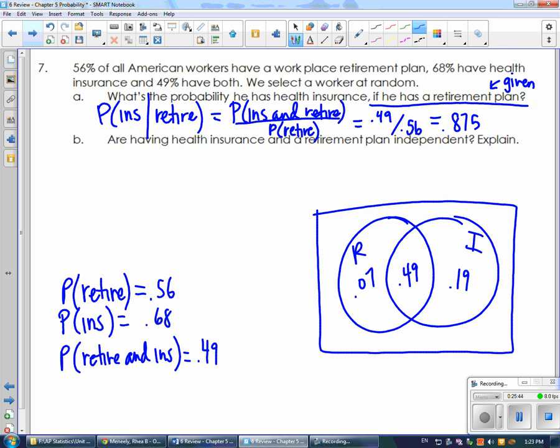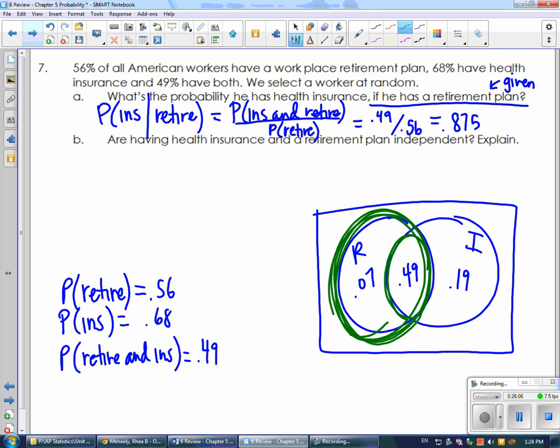And so again, if I want to find the probability that they have insurance, given that they have a retirement plan, that means I'm living in this circle right here, and I'm looking for the probability that they have insurance, which is going to be the 49 out of the total, which is 56%. So even if you use a Venn diagram, you're going to get the same answer.